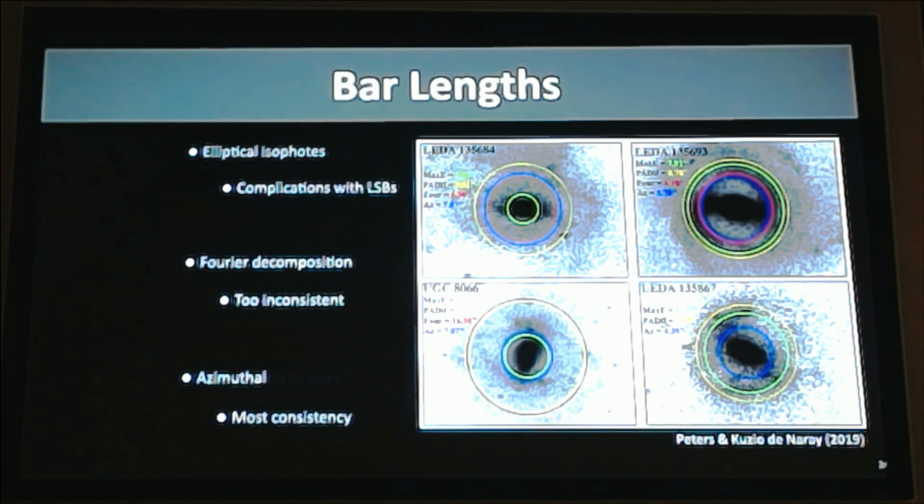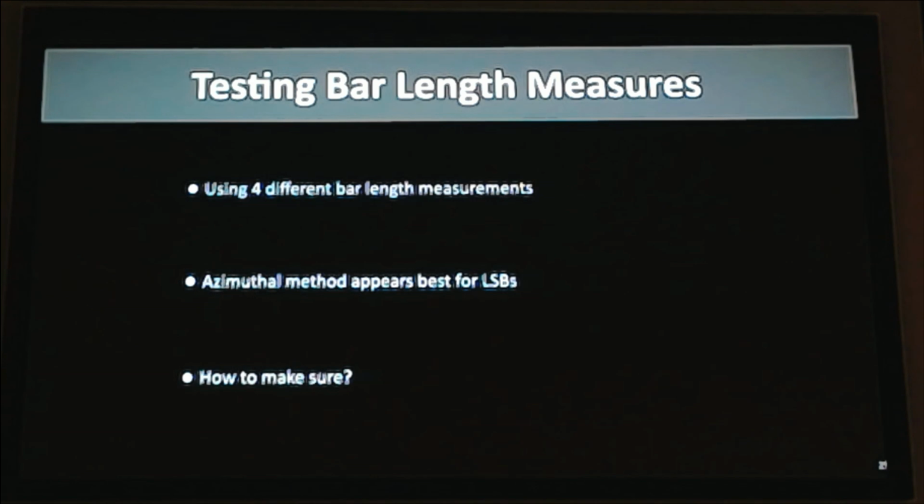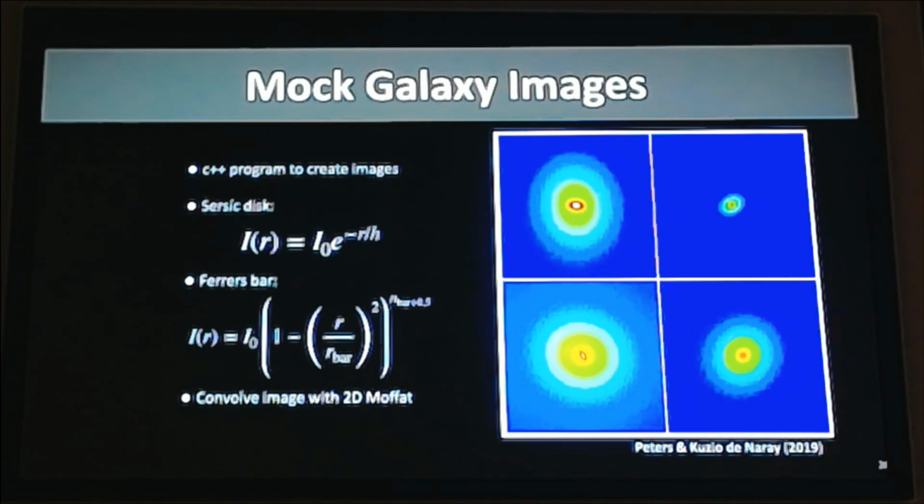But since it's so important, we really need to make sure that the bar lengths we're measuring are actually the true bar lengths, or at least the most accurate. So how can we do that? We opted to generate fake galaxy images. We simply generate an image that consists of a Sersic disk, that's just an exponential disk, and a bar component, whose intensity is given by the Sérsic equation.